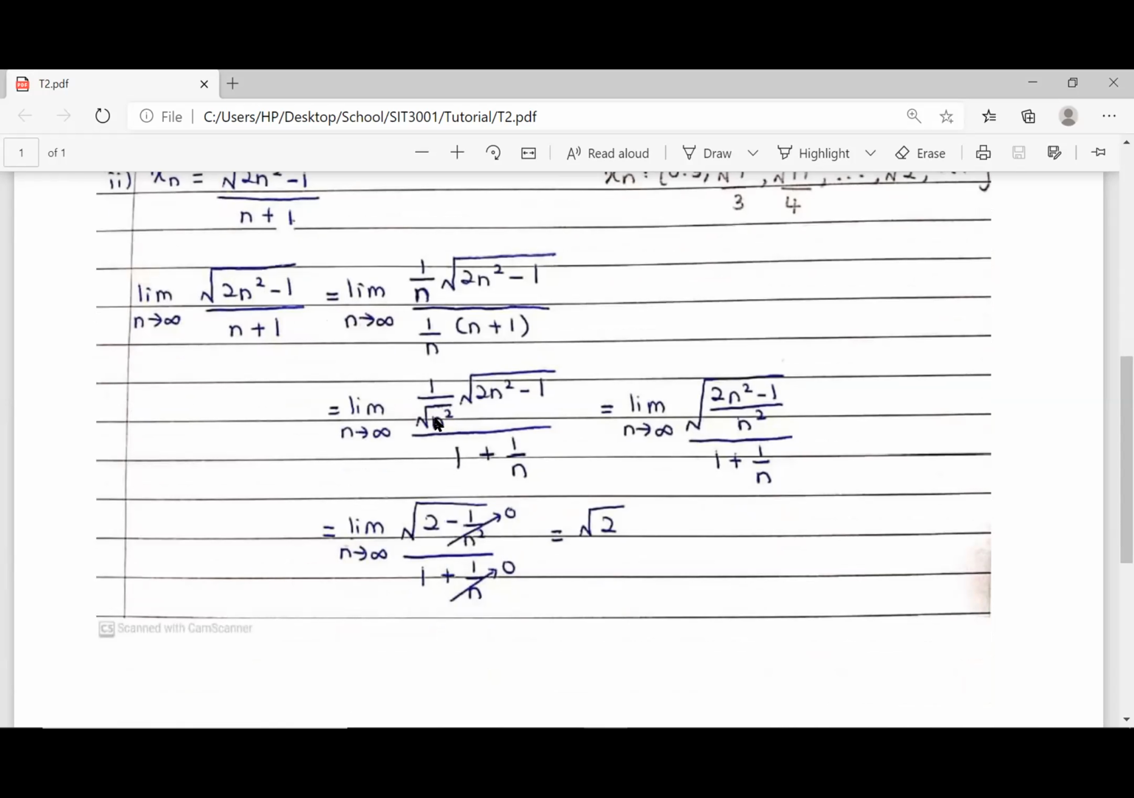And then this is both square root here, so we can write it like this. And then we simplify this one. We will get 2 minus 1 over n squared. Yeah. And then as n approaches infinity, this will approach 0. And we're left with square root of 2.